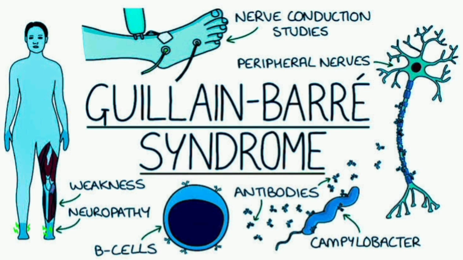Complications of Guillain-Barre syndrome are respiratory failure, fluctuating blood pressure, arrhythmia, urinary retention and constipation. So this is all about Guillain-Barre syndrome, which presents with high steppage gait.